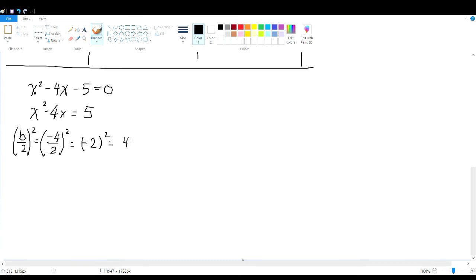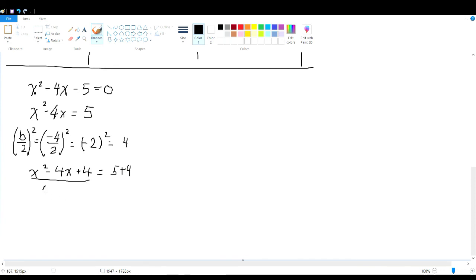Ulitin ko anong gagawin mo dito sa sagot ng completing the square mo. You add them both side. Add 4 both side. So, you have x square minus 4x plus 4. Ito na yung add mo. Is equal now to 5 plus 4. Now, this one becomes a perfect square trinomial pala.